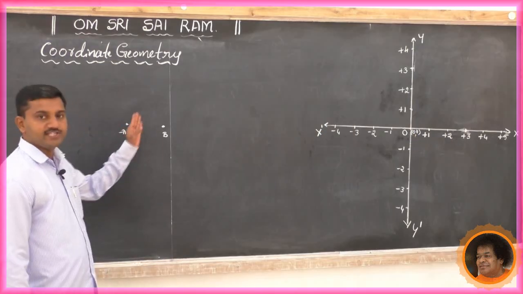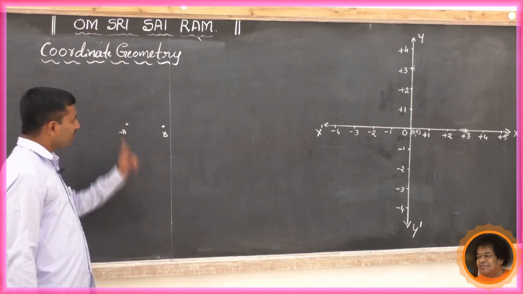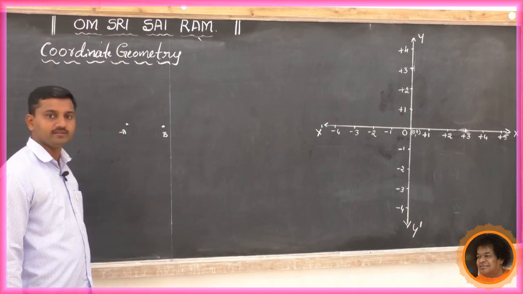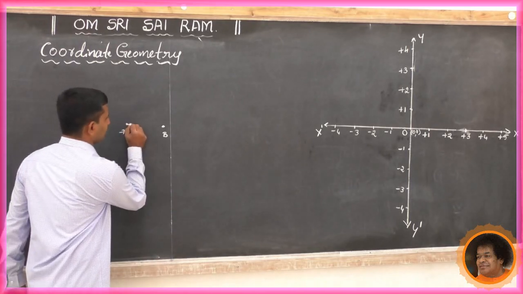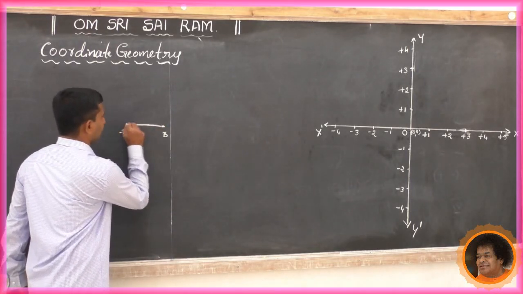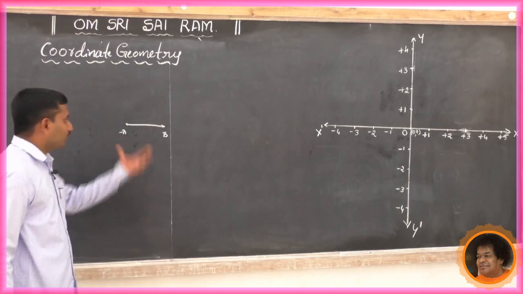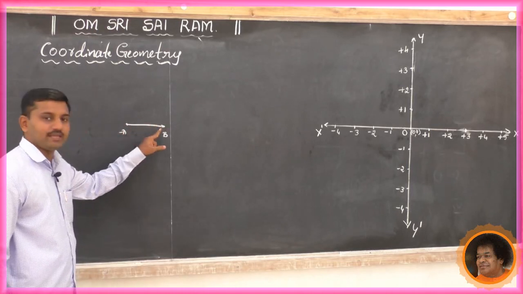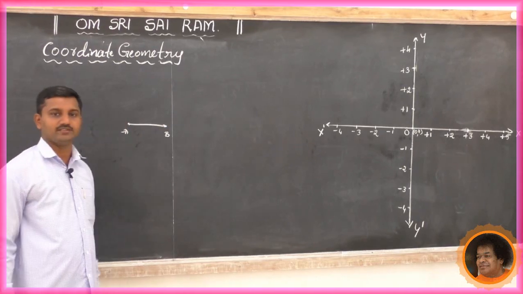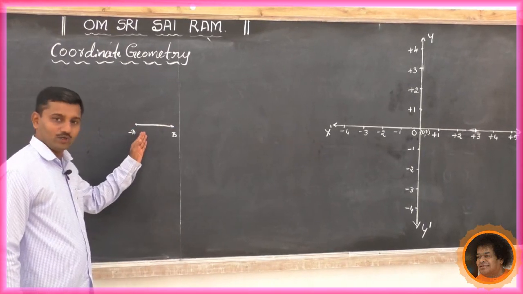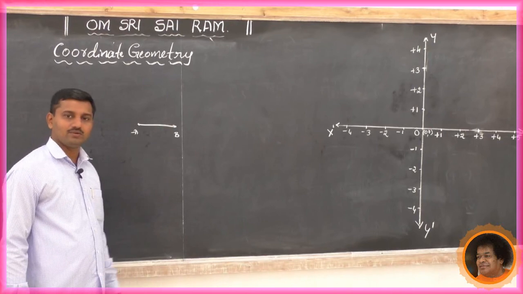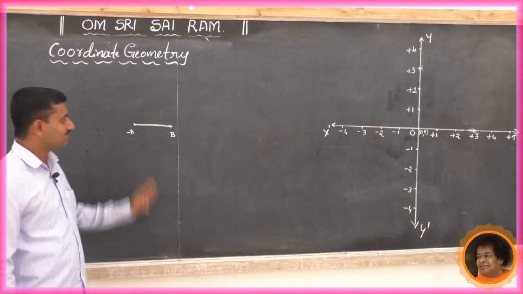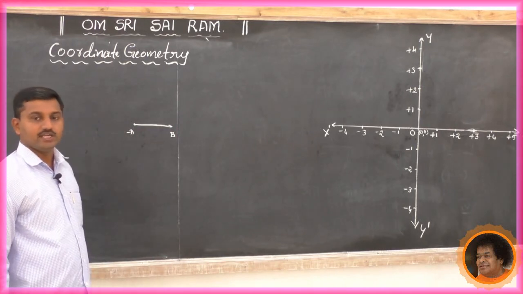Now observe the points A and B. What is the distance between A and B? How to find the distance between A and B? By joining A and B, we get the line segment AB. The length of the line segment AB is the distance between A and B. So we use a ruler. With the help of the ruler, we can find the length of AB, or the distance between A and B.